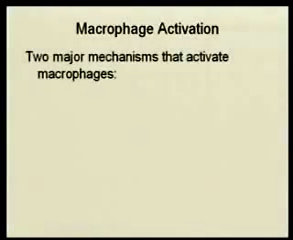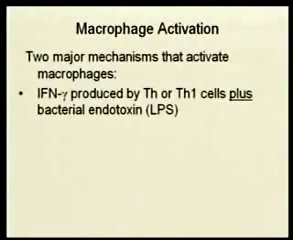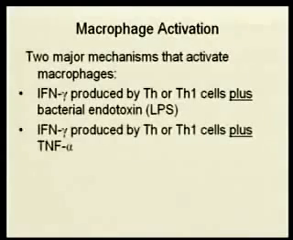So how are the macrophage activated? Turns out that there are two major ways to activate a macrophage. The first one is by interferon gamma production by a T helper cell, plus exposure to a bacterial endotoxin such as LPS. So they see interferon gamma and then they see bacteria. The other way is, again, interferon gamma production, in combination with seeing TNF-alpha. So again, what we can see from here is that interferon gamma plays a very critical role in the stimulation of macrophage.